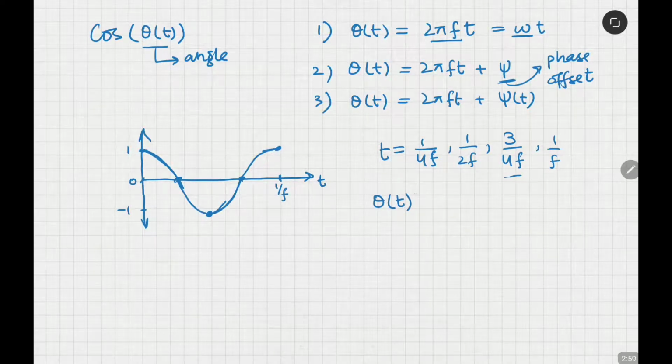So at time t equal to 0, phase was 0. For t equal to 1 over 4f, it was pi by 2. For the next one, it was pi. For the next one, it was 3 pi by 2. And finally, it was 2 pi.